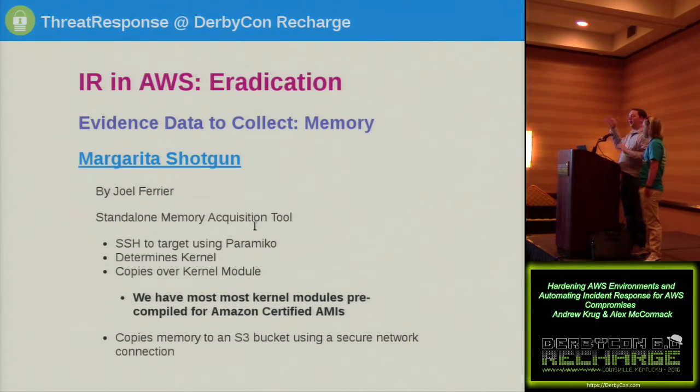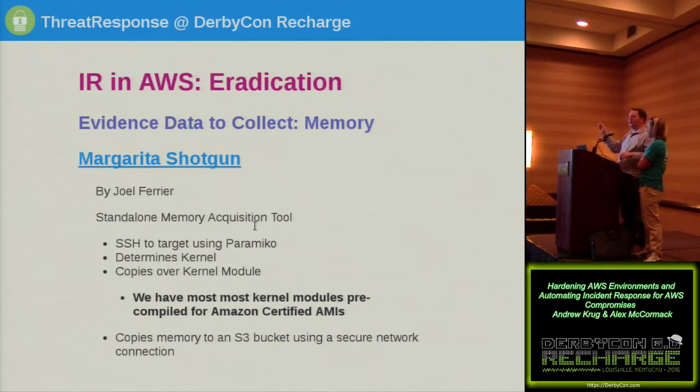We pre-compile most of the Amazon-certified AMIs. If you try to use it and you don't find a kernel module that you need, just ping us and we'll spin one up for you. And even more so, we give you the ability to use your own warehouse of kernel modules if you happen to not trust what we build for you.